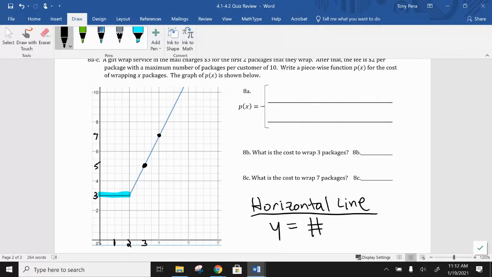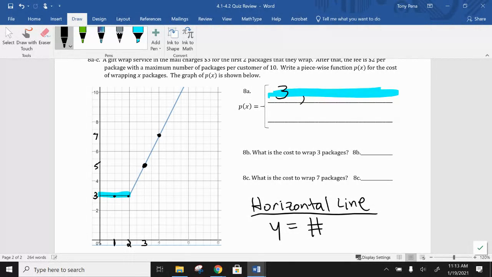Always. So all you're going to have in this first piece of the function is a number. So look at that horizontal line. If I have 1 present wrapped, don't I pay $3? If I have 2 presents wrapped, don't I pay $3? So isn't the amount of money I always pay going to be $3? So that's all you are putting, y equals 3.